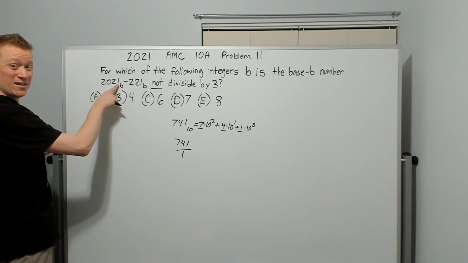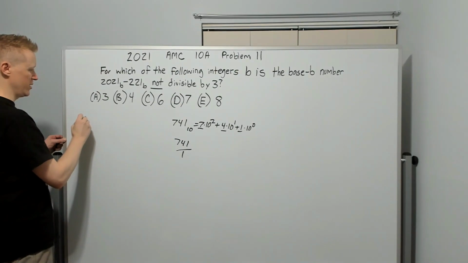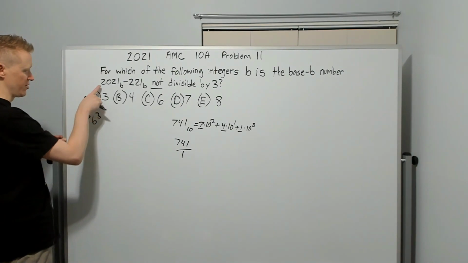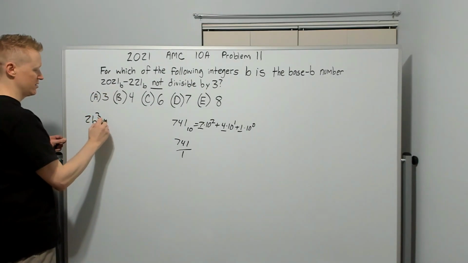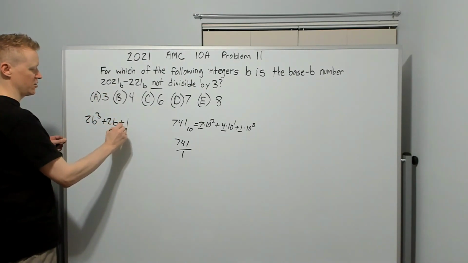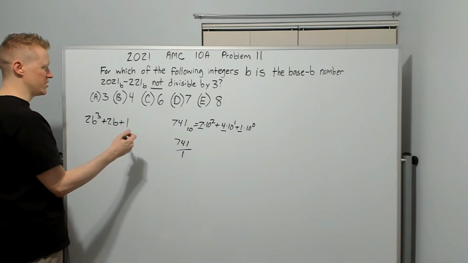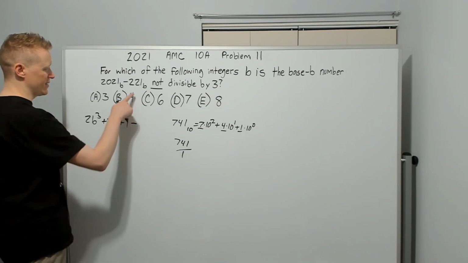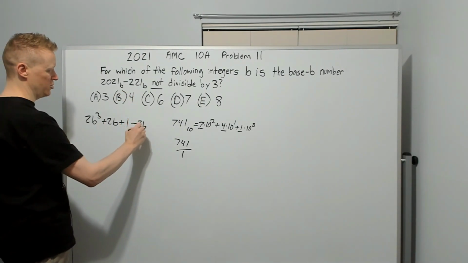This would be b to the 0, b to the first, b to the second, b to the third. So you're going to have 2b to the third from here, and then 0b squared, plus 2b plus 1, because it's 1 times b to the 0, which is just 1. And then this would be minus, and this is the b to the 0, b to the first, b to the second, it's 2b squared.